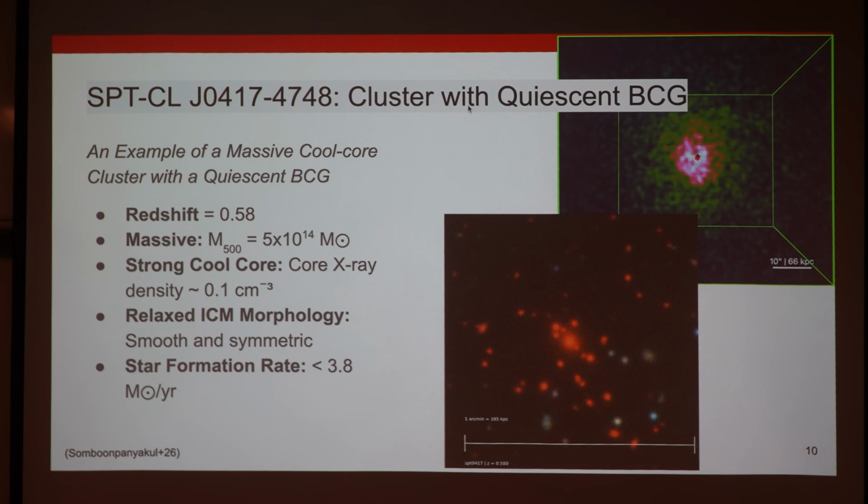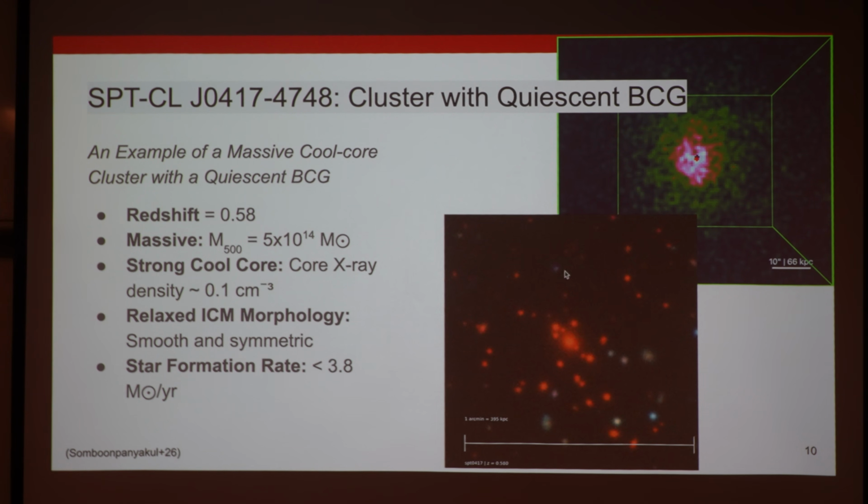Here is an example of an extremely massive cool core cluster with a quiescent BCG. We estimate the redshift of the cluster to be 0.58. We get a mass of 5 times 10^14. We detected a strong cool core. We have a relaxed X-ray morphology, so the X-ray looks pretty much circular with not much going on. And we did not detect any star formation, so the optical spectra give just an upper limit on the detection of less than 3 solar masses per year. And here is the BCG. Yes, it just looks like a red galaxy.